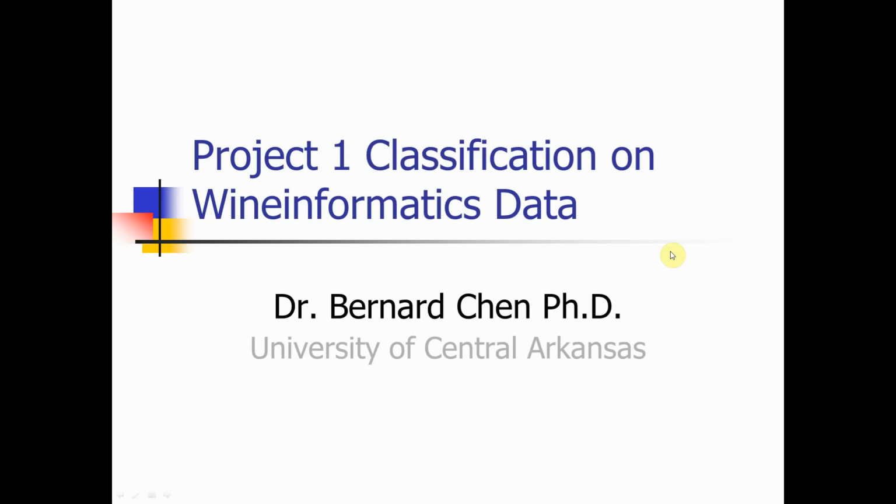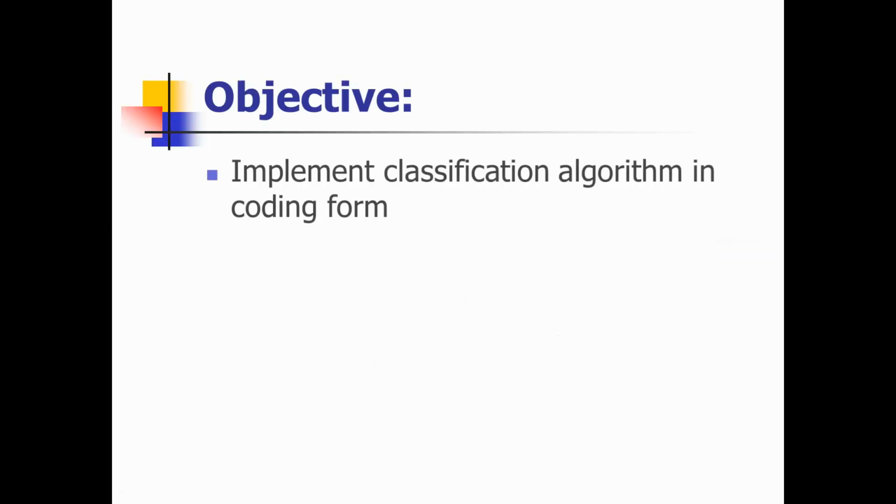Today, I want to talk about your Project 1. The objective of Project 1 is that I want you guys to implement a classification algorithm in real coding. So we have discussed 3 different classification algorithms at this moment. We talked about decision tree, k-nearest neighbor, and naive Bayes.